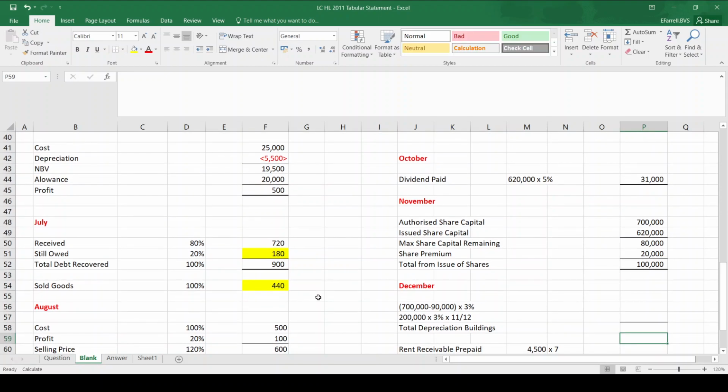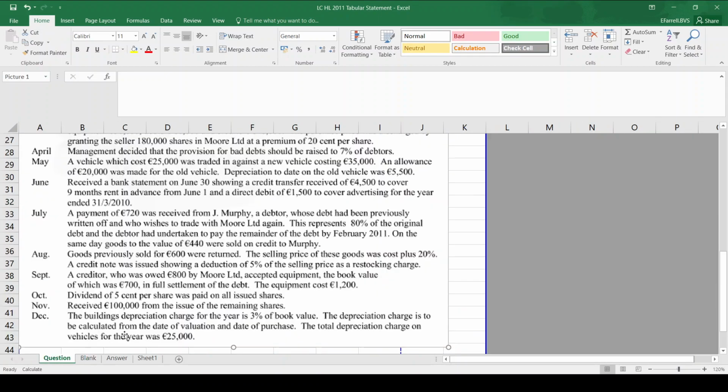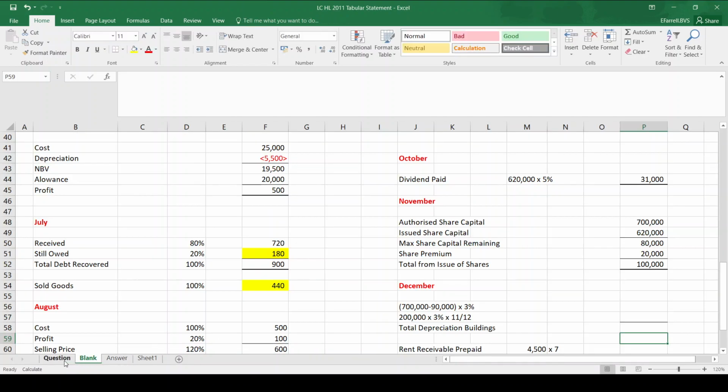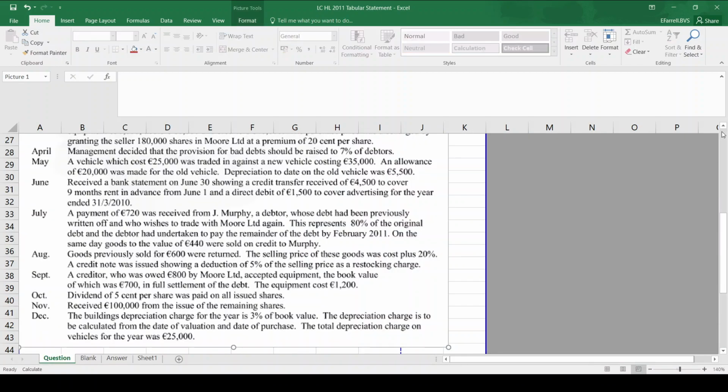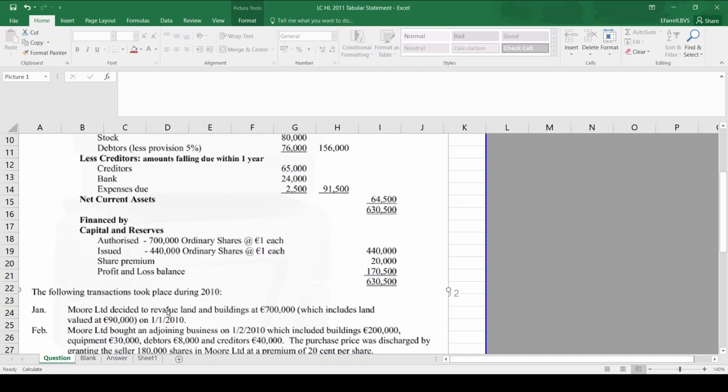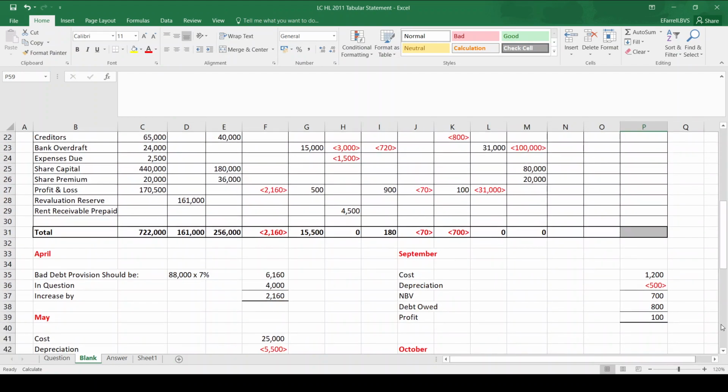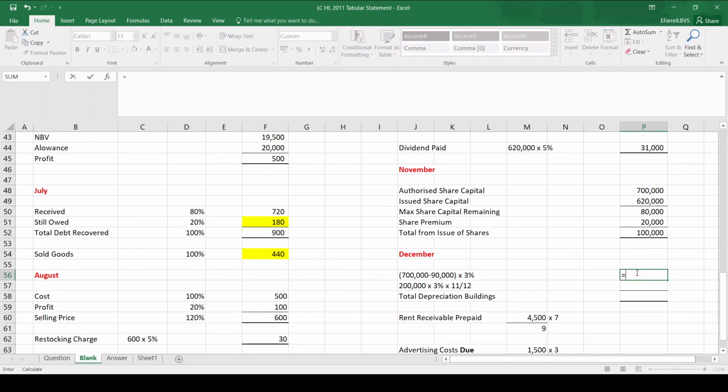So for December, the depreciation rate again was 3%, and it's from the date of valuation and the date of purchase. So the date of valuation, if we go back up here, the revaluation took place on the 1st of the 1st, and it was revalued at 700,000. But how much of that was land? Because remember, when we were looking at January, we said land is not depreciated. So 90,000 of the 700,000 was land. So when I'm doing this working, it's going to be 700,000 minus 90,000 by 3%. And that comes to 18,300.